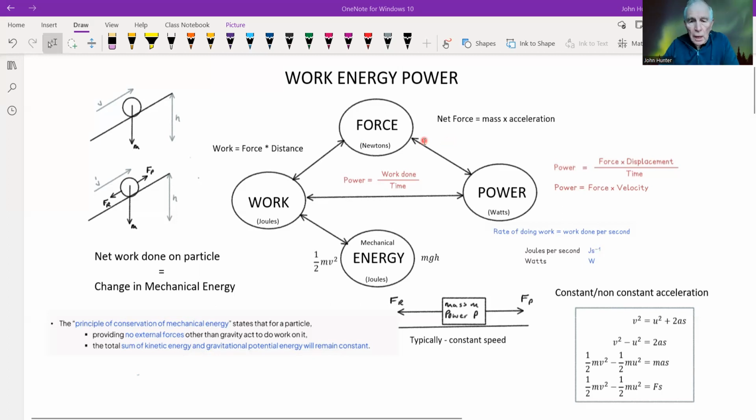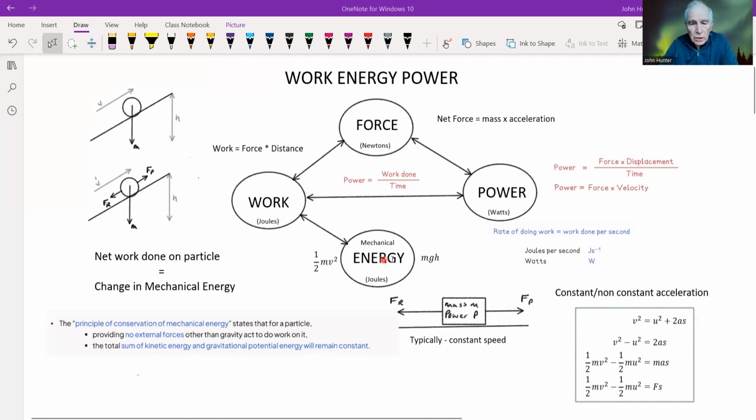Okay, so force is measured in newtons, 1 newton being the amount of force needed to accelerate 1 kilogram by 1 meter per second squared. Okay, so that is that.